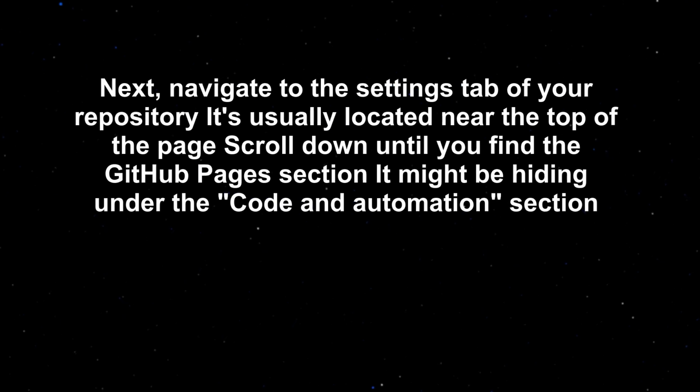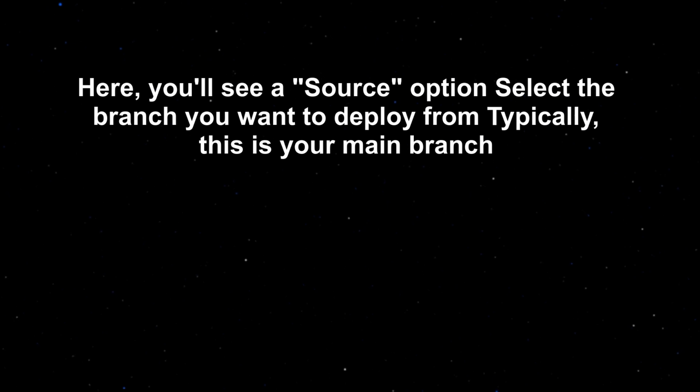Next, navigate to the Settings tab of your repository. It's usually located near the top of the page. Scroll down until you find the GitHub Pages section. It might be hiding under the Code and Automation section. Here, you'll see a source option.